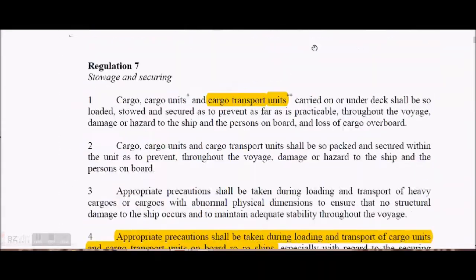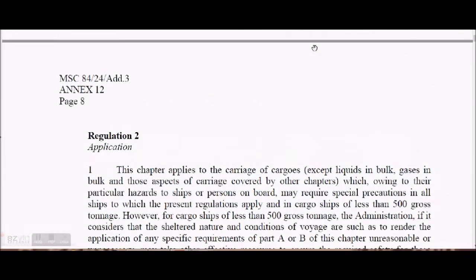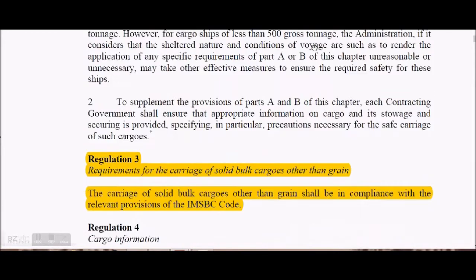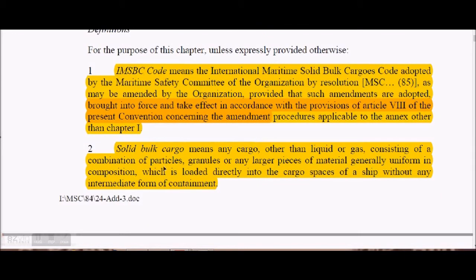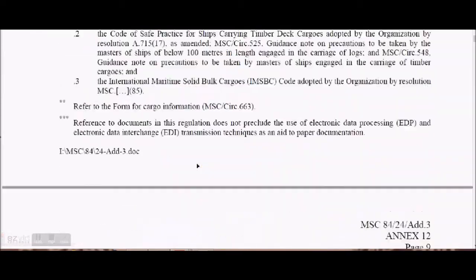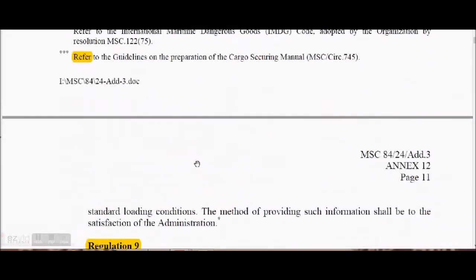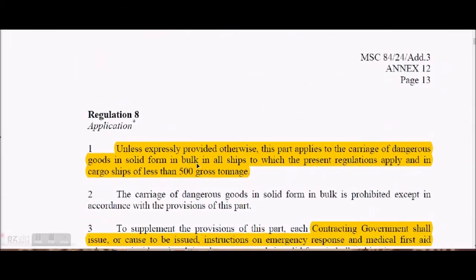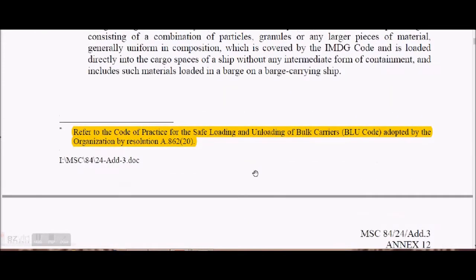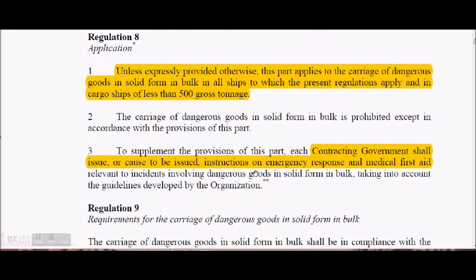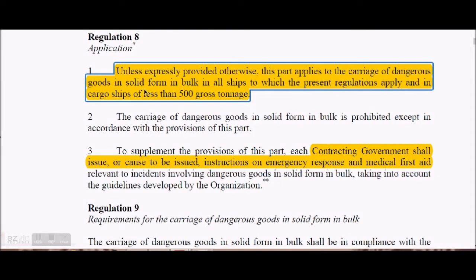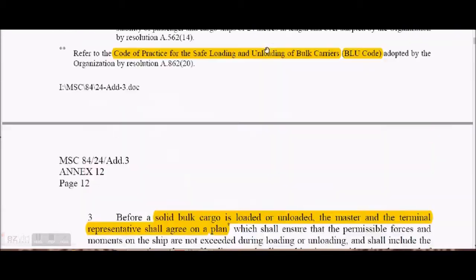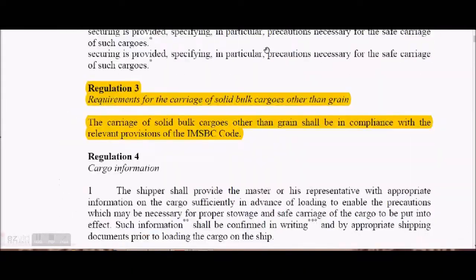In the chapter, regulation number 2, there was a definition of solid bulk cargo. Solid bulk cargo means this cargo. Carriage of dangerous goods in solid form in bulk will cover the dangerous goods, that is the IMDG Code. This is the difference. The words are different: carriage of dangerous goods in solid form in bulk, and there we have solid bulk cargoes. This is the difference.